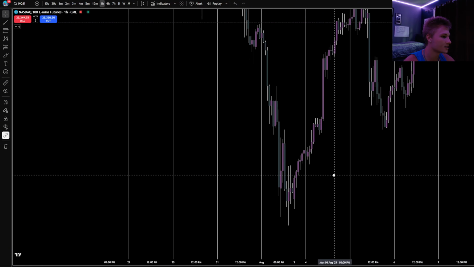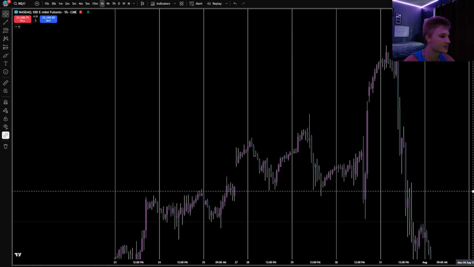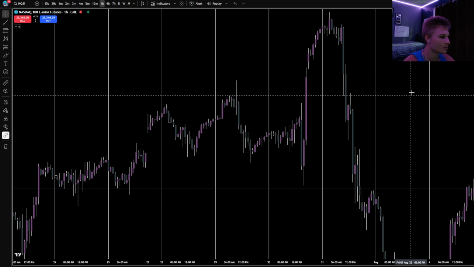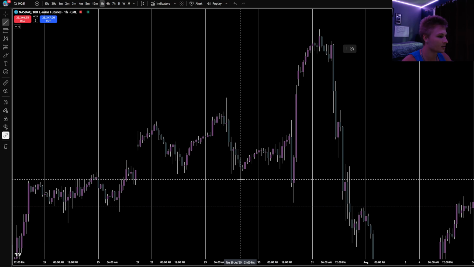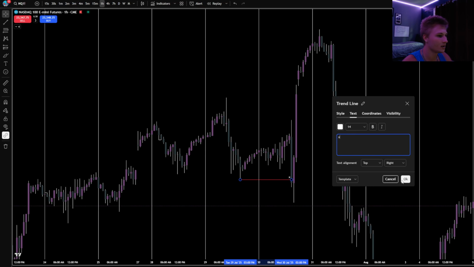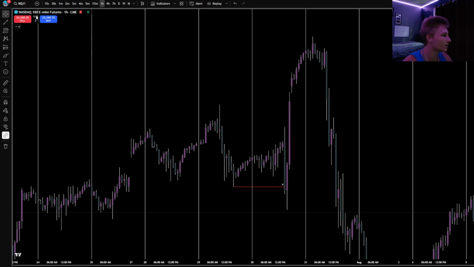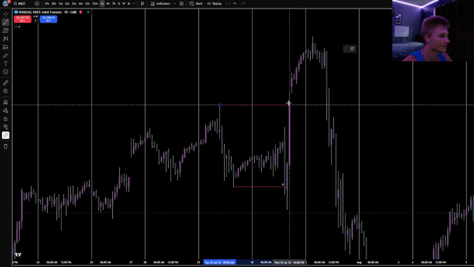Let's see another example. This literally happens like every single day. It's not the cleanest example every single day, but here's a clean, nice, beautiful example. Took out previous day low. Where did it run? Back up towards previous day high, right?